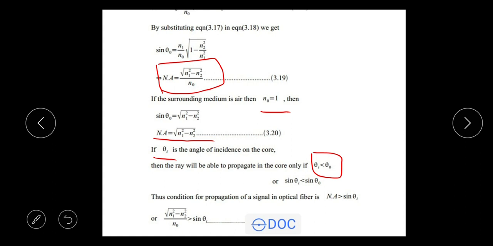So apply sine on both sides. For this, we get sin theta I less than sin theta naught. So sin theta naught is the numerical aperture, or we can say that the condition for propagation in an optical fiber is that the numerical aperture should be greater than the sine of the angle of incidence. So the same thing is written here in the form of an equation for numerical aperture, which is taken as the condition for propagation. So this is about the expression for numerical aperture and the condition for propagation.